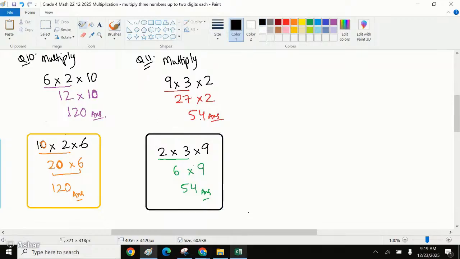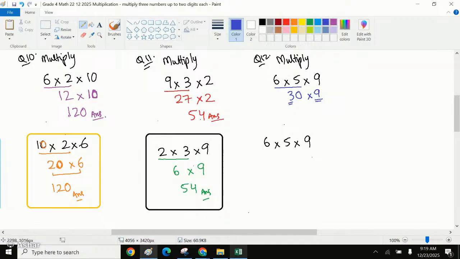Question number 12 says, multiply 6 multiplied by 5 multiplied by 9. If we need to multiply 6 multiplied by 5 multiplied by 9, we can do it in a different order as well, just to confirm. 6 multiplied by 5 is 30. Multiplied by 9. 3 multiplied by 9 is 27. We had a single 0. We just put the value of 0 over here. And that means 270 is our answer.